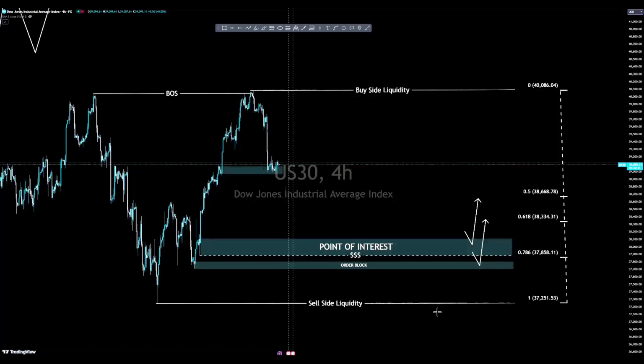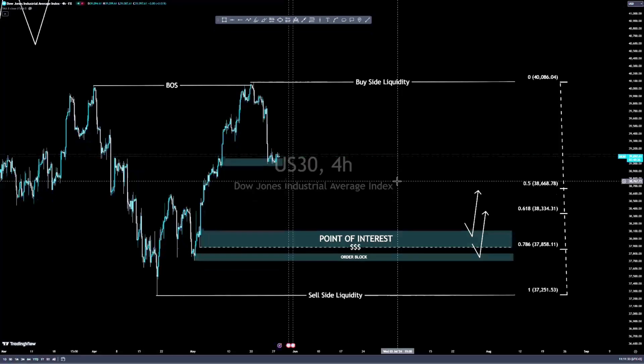So remember, top-down analysis is very important. It's very important to master this concept of top-down analysis. Again, it helps us to be able to follow the dominant trend. That's the first thing that we need to look at, and that's the most important thing when we open the Forex market, or when we open TradingView.